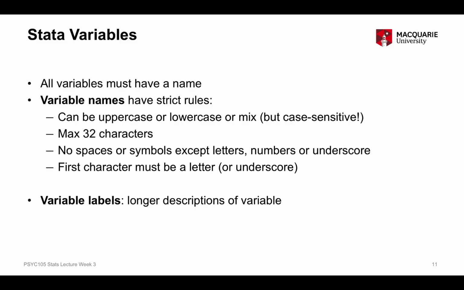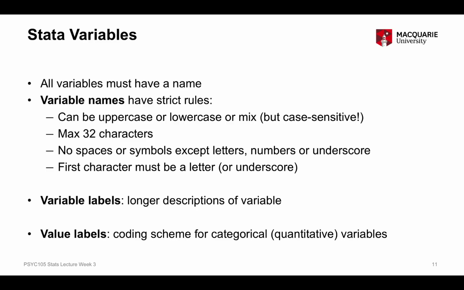So if our variable name is ID, a variable label could be a longer description of that, which might be participant's ID or participant's identification number. In variable labels, you can have spaces, you can have apostrophes, you can have any kind of character you want. There's no restriction on them. Variable names are restricted.